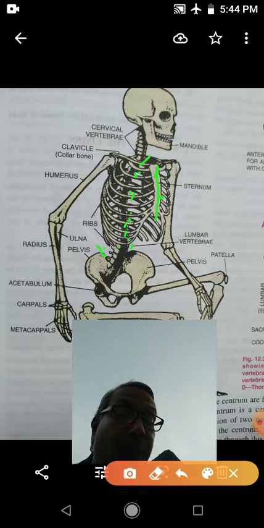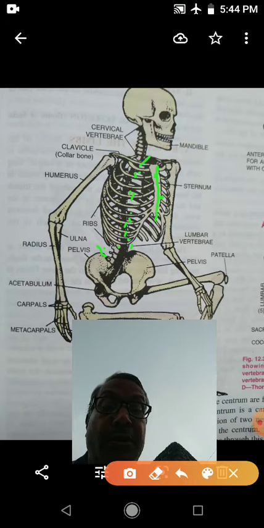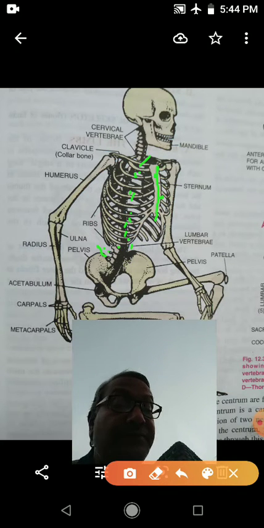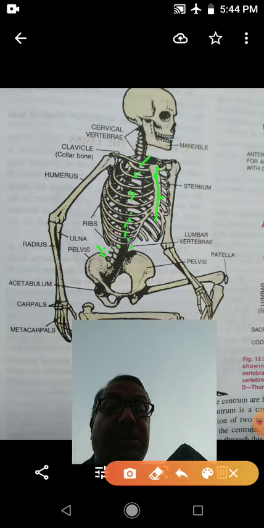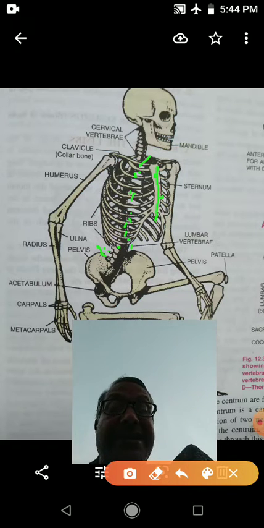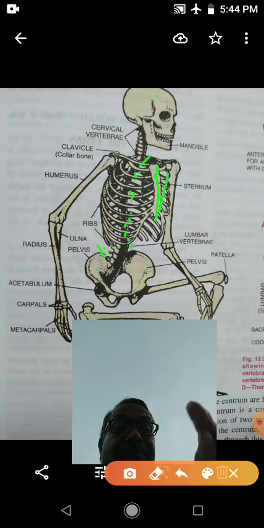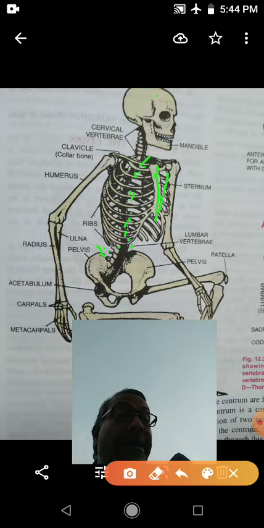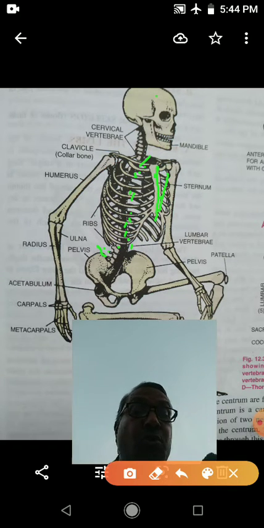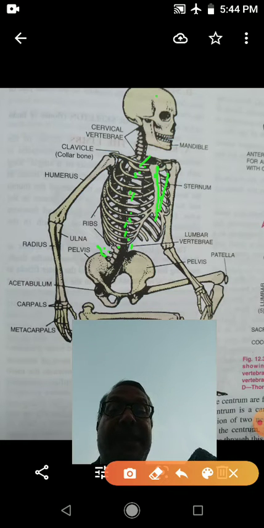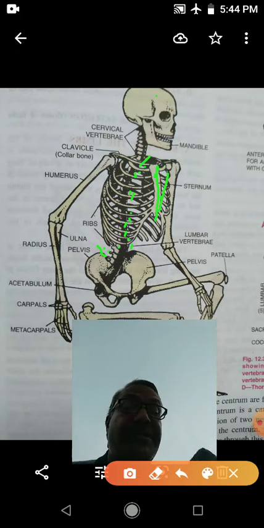And last 2 pairs, that is the floating ribs. So this total is the axial skeleton. Axial skeleton: skull, vertebrae, ribs and sternum. Now next is appendicular skeleton. So appendicular skeleton is divided into 2 parts. First part is the girdles and second part is bones of limbs.